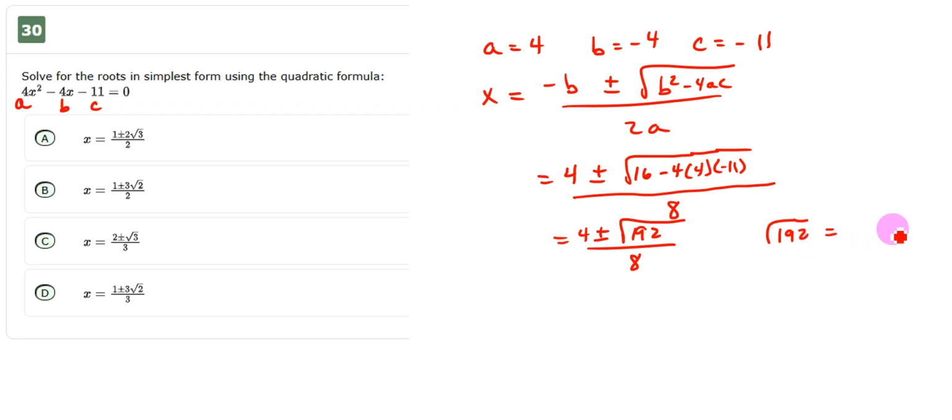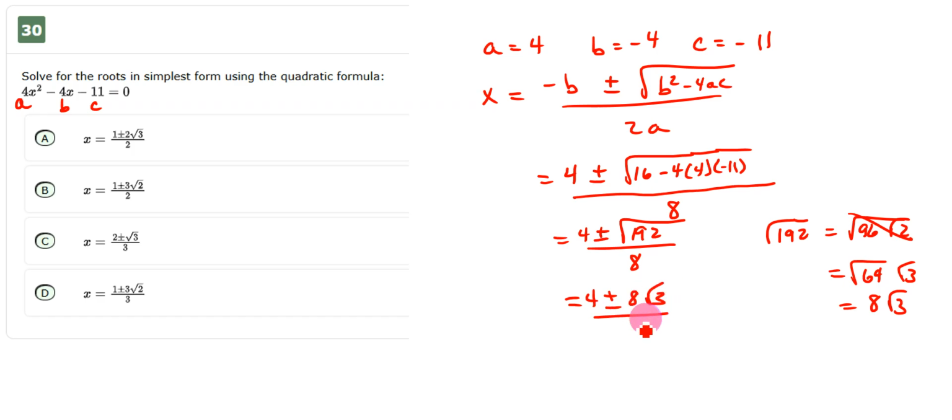Divided by 2. Let's see if that works. Looks like our choices are either 2 or 3 from our answer choices. And that would be to what? 96? Yeah, so that didn't work. So it's got to be one of the 3s. 3 goes into 192, I'm doing this in my head, 60, hey, 64. Look at that. 8 square root of 3. So 4 plus or minus 8 square root of 3 over 8.